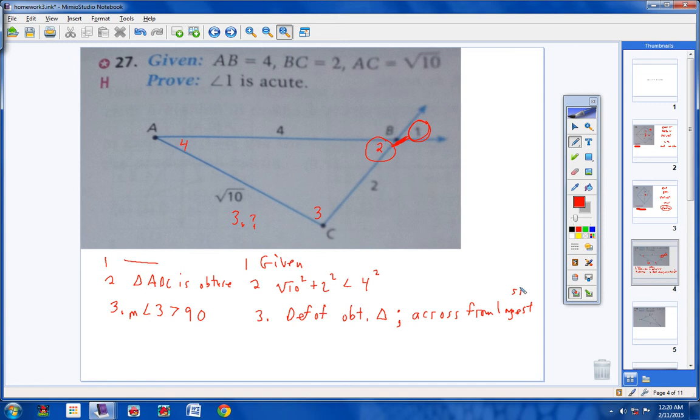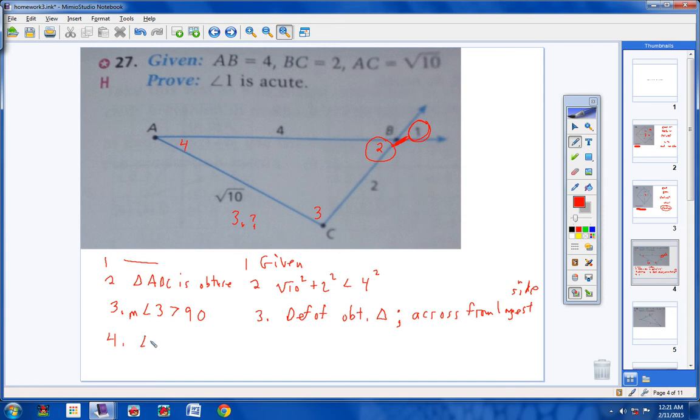Think about it, guys. This angle right here is across from the longest side. So this has to be the biggest angle in the triangle. So it has to be the obtuse angle. Okay? So the measure of angle 3 is greater than 90, or you could say it's obtuse. Either way is fine.